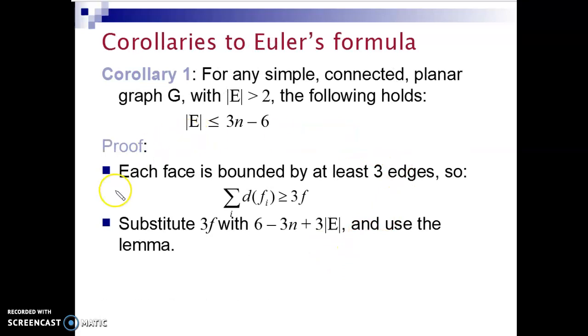There are some corollaries to Euler's formula. For example, for any simple connected planar graph, if the number of edges is greater than 2, the following inequality always holds. The number of edges is always smaller than or equal to 3 times the number of nodes minus 6. We will use this formula later to assess the planarity of simple graphs.